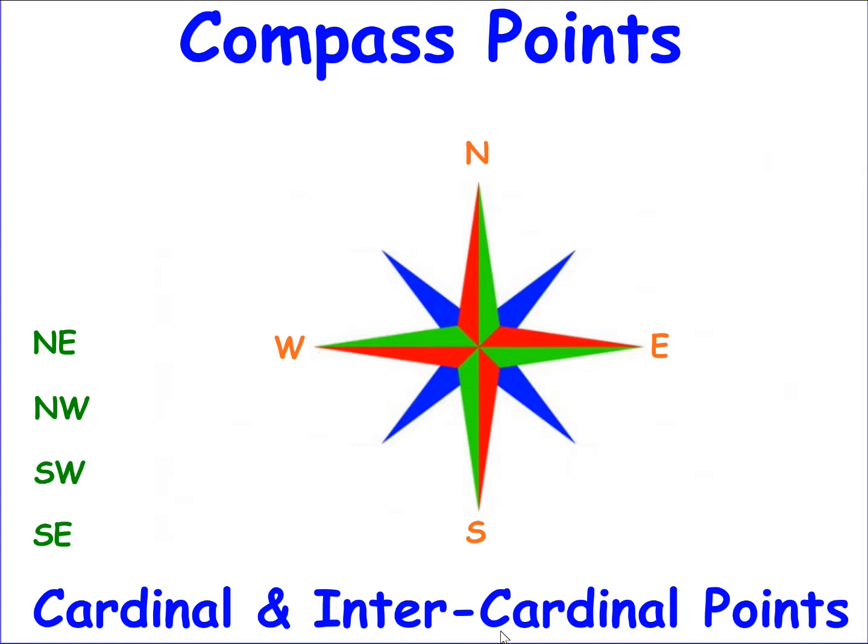Then we have what we call the intercardinal points, and these are the points in between the two. So between north and east is the position northeast. Between south and east is southeast. Between north and west is northwest. And between south and west is southwest. And they are the intercardinal points, made up of the 2 points they're trapped between.